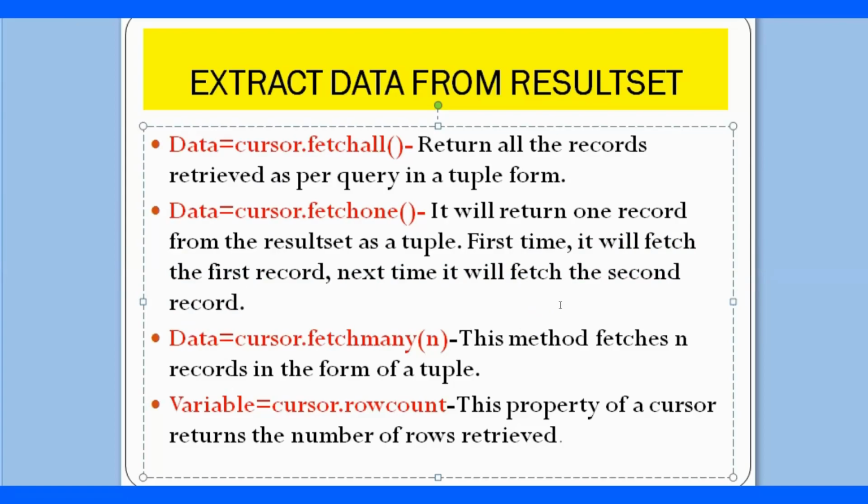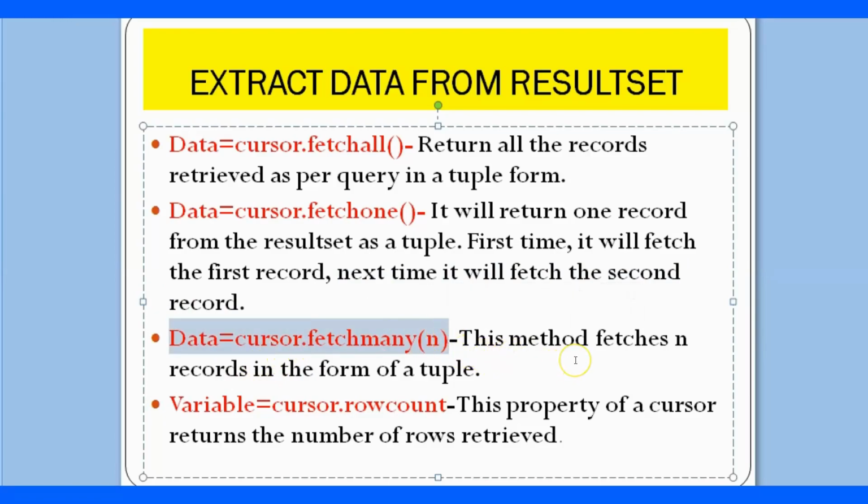That means the first row will be fetched and it will give you the output in the output screen. And the second time you execute, it reads the second row and gives that second row as the output in the Python output screen. Understand? Then data is equal to cursor.fetchmany.